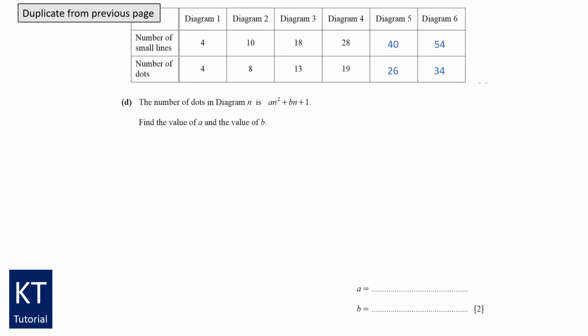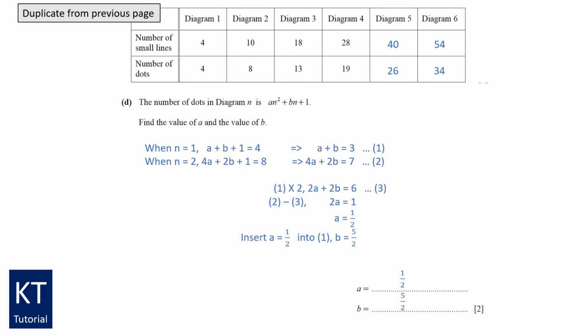Next, the number of dots in diagram n is a n squared plus b n plus 1. Find the value of a and b. For the question, we'll need to combine data from the table with that of the expression. When n is 1, the expression is equal to 4. And when n is equal to 2, the expression is equal to 8. This forms the first two sets of simultaneous equations. We'll next go on to solve these simultaneous equations to get a being equal to half and b being equal to 5 over 2.